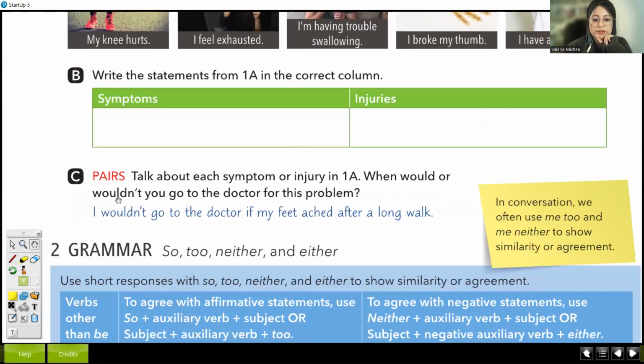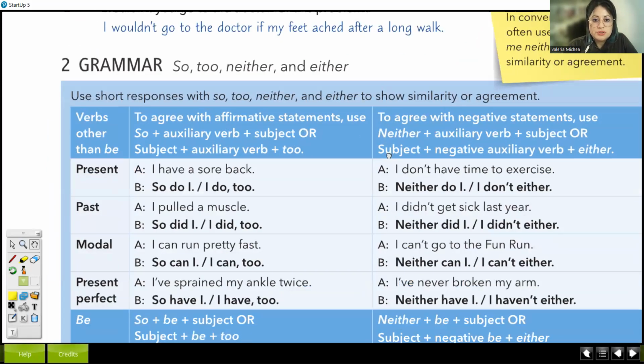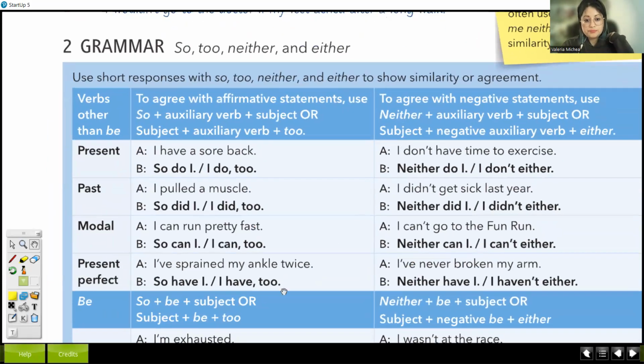After that, we had a look at this structure, this phrase, which was related to conditional sentences. I told you that this is part of the third conditional. It was just for you to remember the types of conditionals and how to use them. I'm hoping that you include them in your speech. And finally, we had a look at so, too, neither, and either.